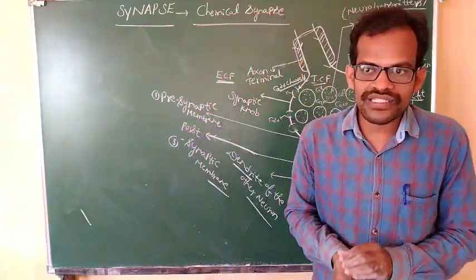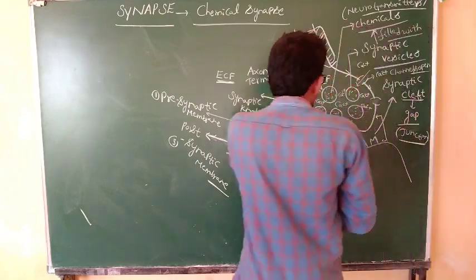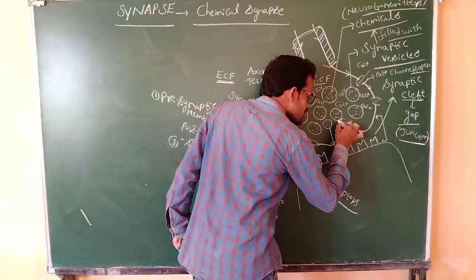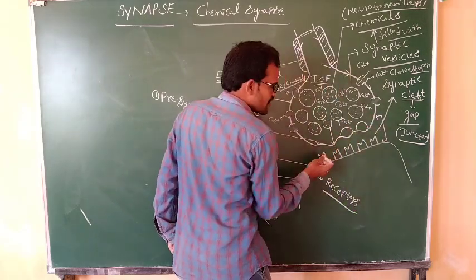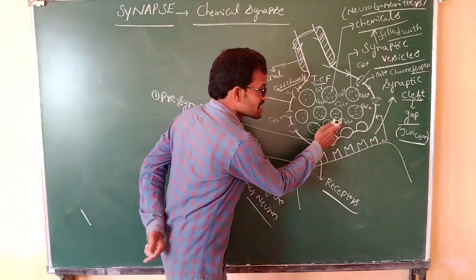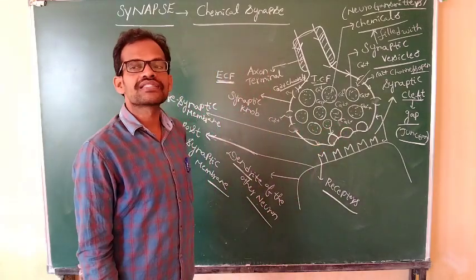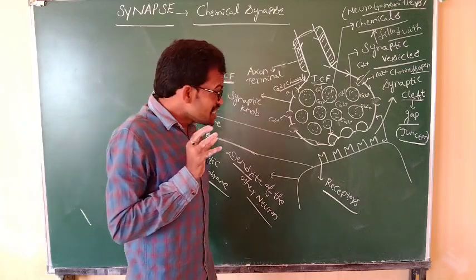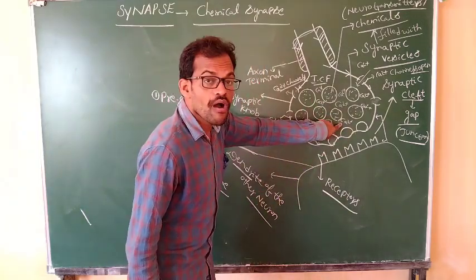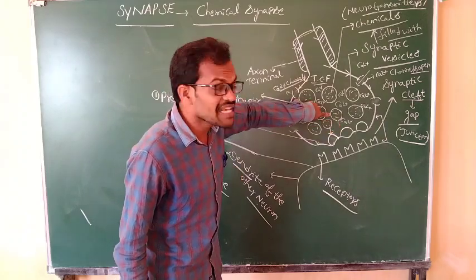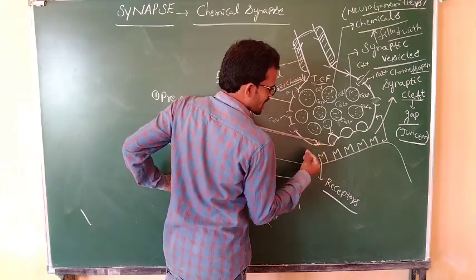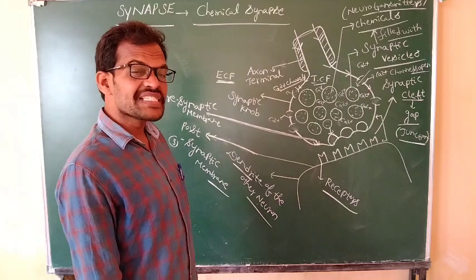Whenever the calcium ions contact the synaptic vesicles, the synaptic vesicles move and contact the presynaptic membrane. The calcium ions are helpful for these synaptic vesicles to fuse into the presynaptic membrane. These synaptic vesicles are fused into the presynaptic membrane.